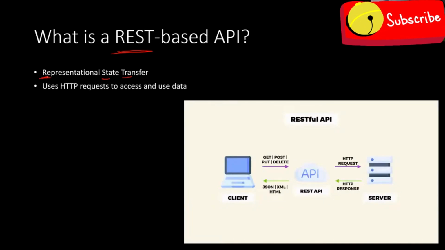And one of those rules is that we're going to use HTTP requests to access and use data, right? So when you think of it like this, let's say you are on YouTube, and you're looking for Batman. You put into the search field and type in Batman, you press enter, and all these Batman-related videos are going to pop up. That is exactly how the REST-based API works. It's a similar way, right?